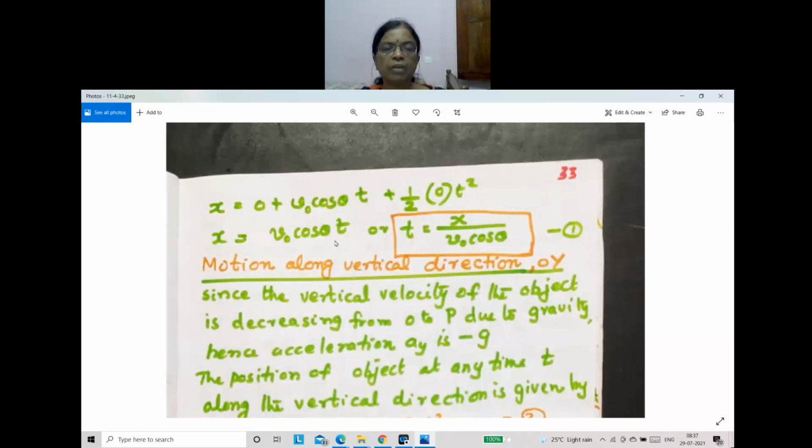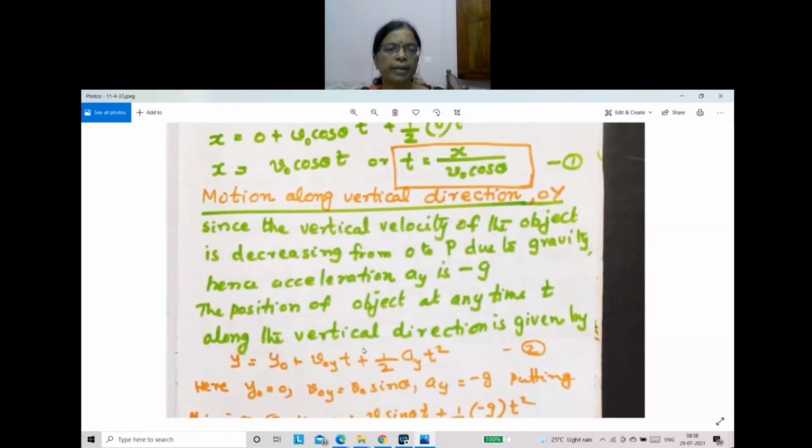See children, horizontally the velocity is v0 cos theta. Horizontal distance in a time t, how much distance does it travel? There is no acceleration. This is the equation for uniform velocity: x equal to v0 cos theta, velocity, into time. What is the horizontal component of velocity? v0 cos theta. So x equal to v0 cos theta into time, or t equal to x by v0 cos theta. We got the equation for time, and that is substituted in the equation for y.